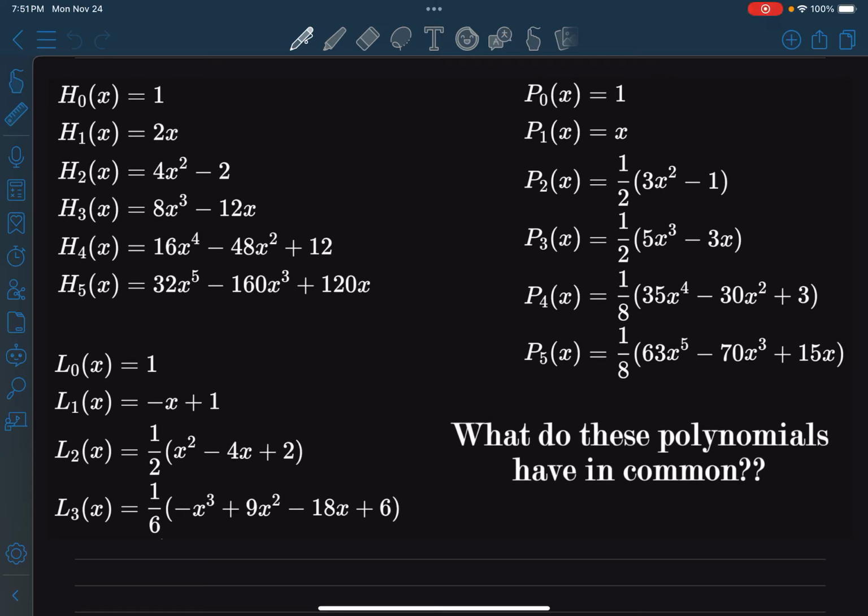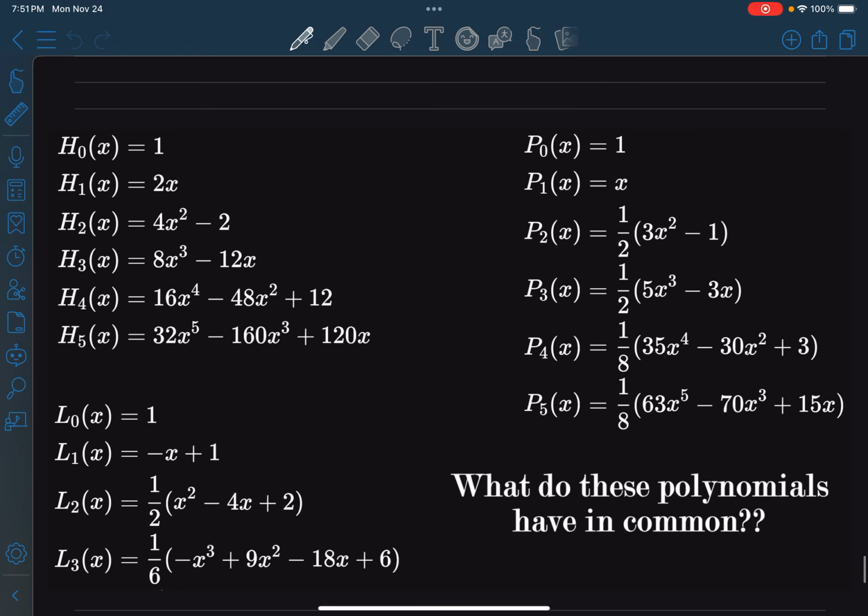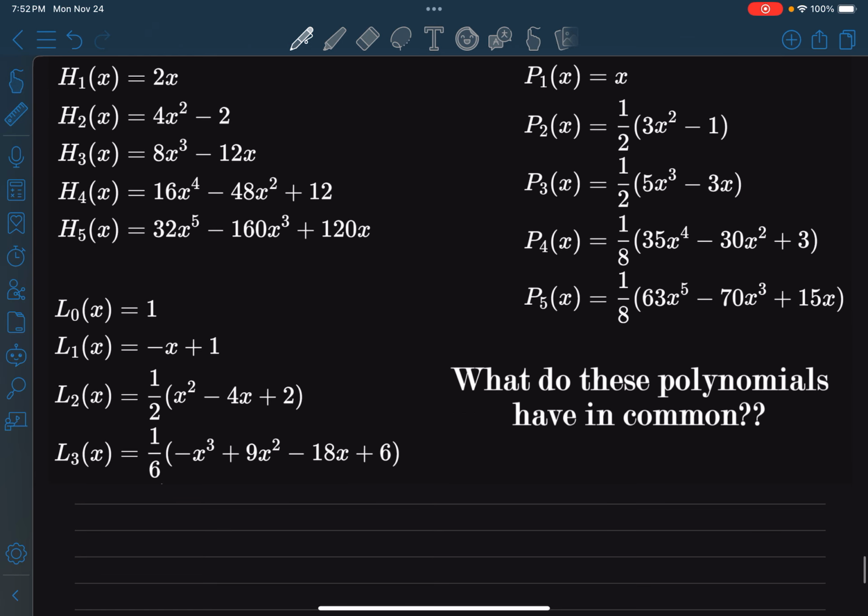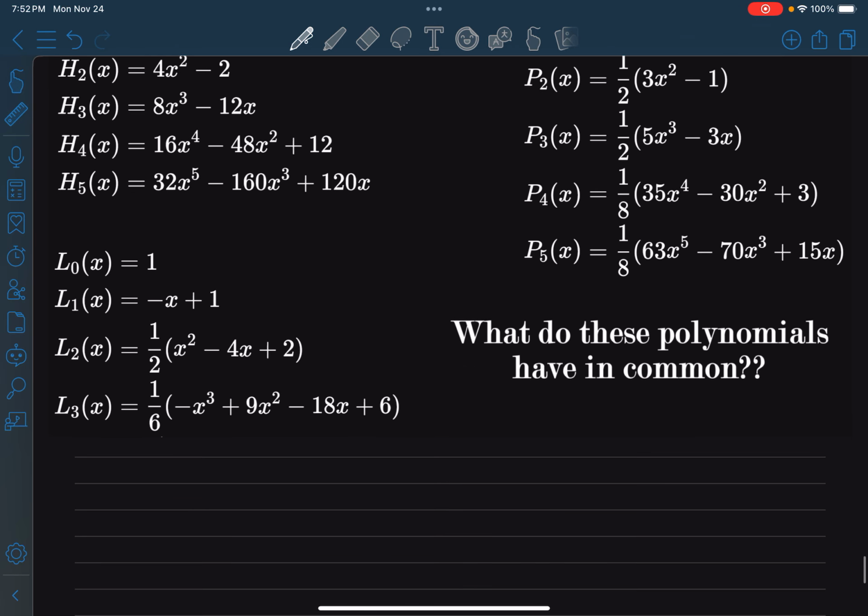What do these polynomials have in common? On the screen, there are three different kinds of polynomials. The polynomial with subscript P stands for Legendre polynomials. The polynomials with the notation H stand for Hermite polynomials, and the polynomial with notation L stands for Laguerre polynomials.